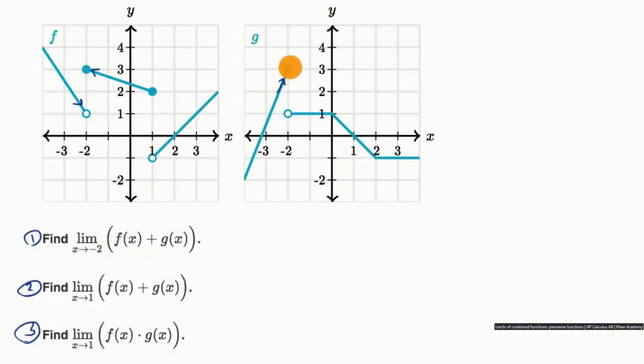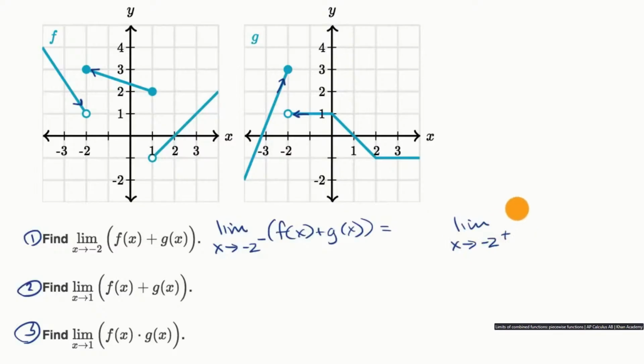If we approach from the left, it looks like we're approaching 3. If we approach from the right, it looks like we're approaching 1. But it turns out that this limit can still exist, as long as the limit as x approaches -2 from the left of the sum f of x plus g of x exists and is equal to the limit as x approaches -2 from the right of the sum f of x plus g of x.